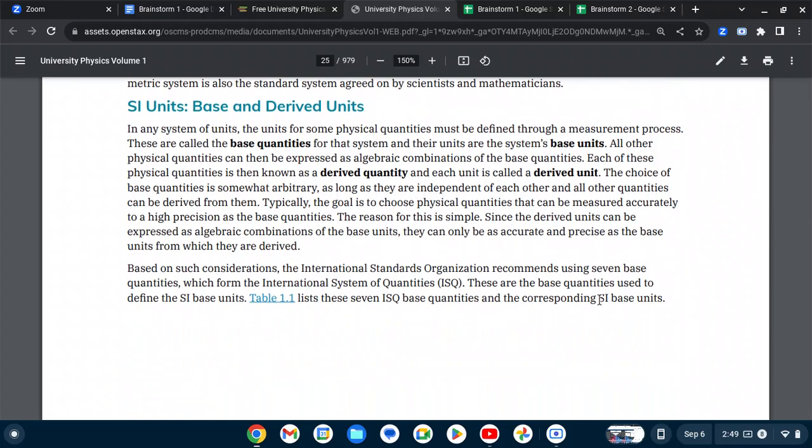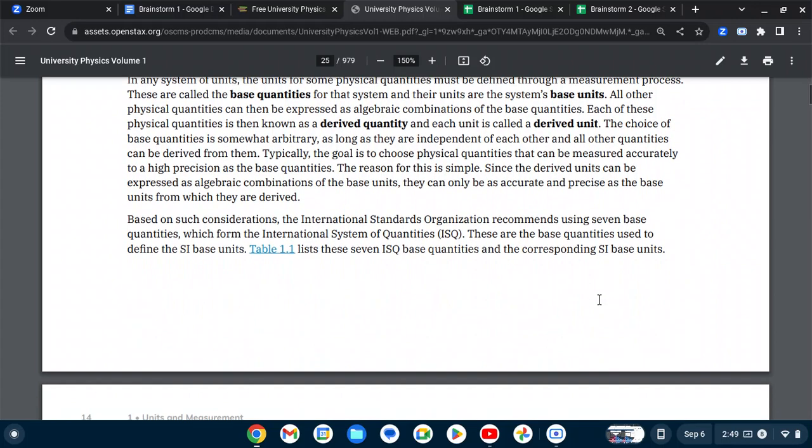SI units, base and derived units. In any system of units, the units for some physical quantities must be defined through a measurement process. These are called the base quantities for that system, and their units are the system's base units. All other physical quantities can then be expressed as algebraic combinations of the base quantities. Each of these physical quantities is then known as a derived quantity, and each unit is called a derived unit.